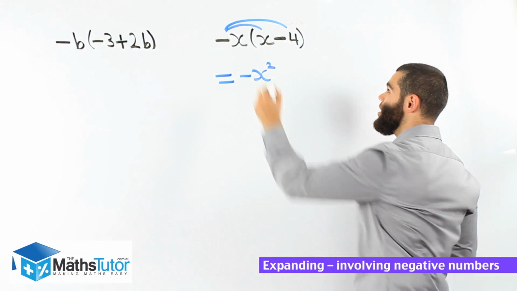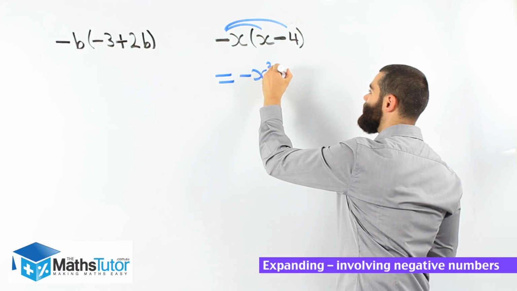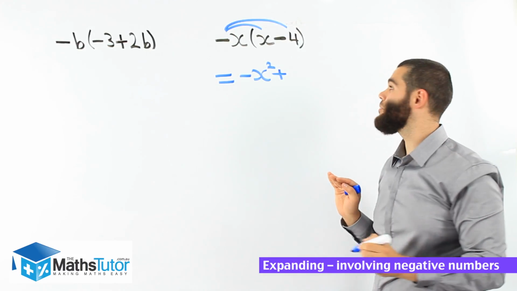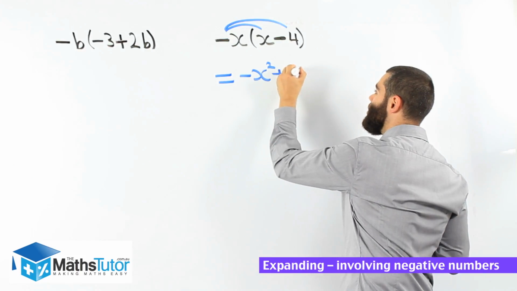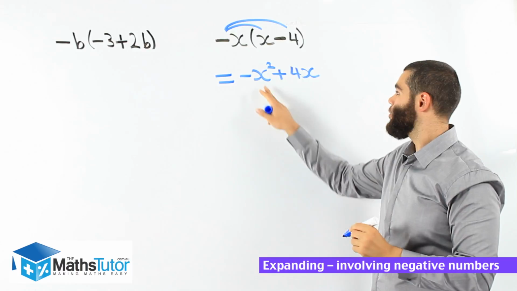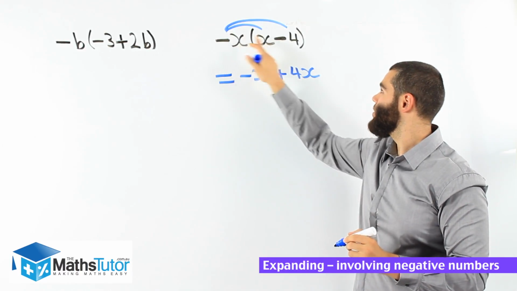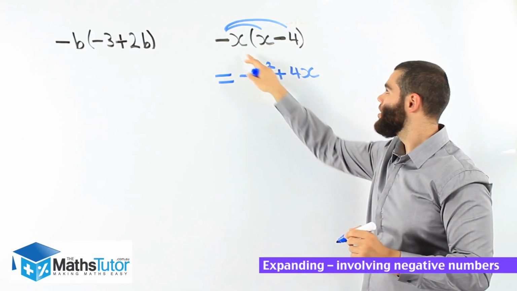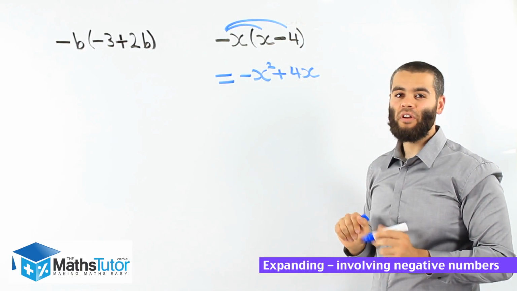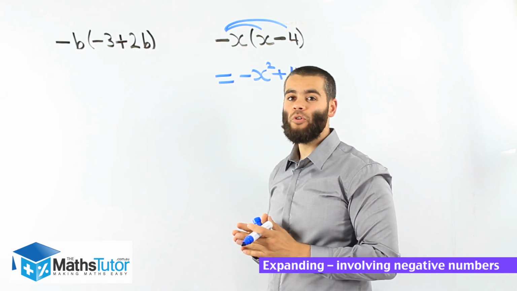We know two negatives multiplied together make a positive. Negative x times negative 4 becomes positive 4x. So our answer, negative x squared plus 4x. A negative here and negative here make a positive. X times 4, 4x. Let's do another one. See if you can do this one.